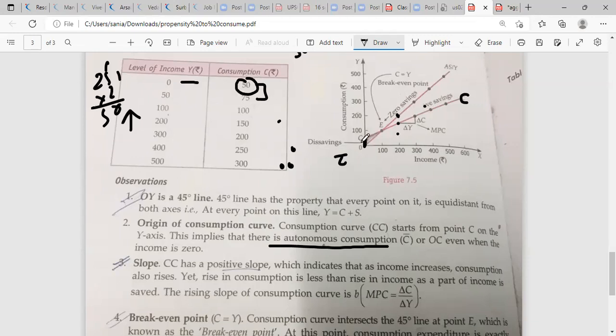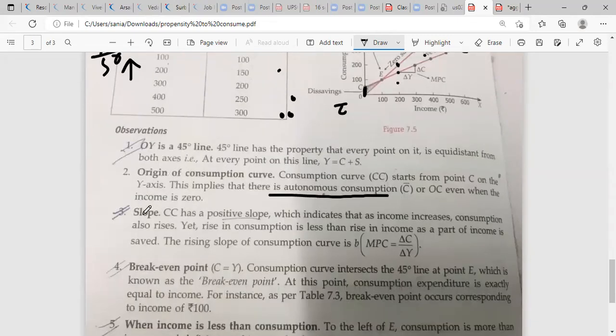So this is your autonomous one, this portion. Now, next is slope. CC has a positive slope, which indicates that as income increases, consumption also increases. Yet the rise in consumption is less than the rise in income, as a part of income is saved. The rising slope of the consumption curve is this. You don't need to write all this, just write slope. CC has a positive slope, which indicates that as income increases, consumption also rises.